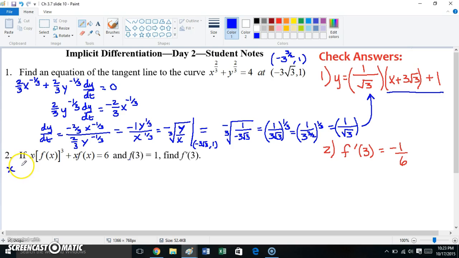So x times 3 f of x squared times f prime of x plus f of x cubed times the derivative of x, which is 1. That's just the derivative of the first term. Okay, plus the derivative of the second term, x times f prime of x plus f of x times the derivative of x, which is 1, equals 0.